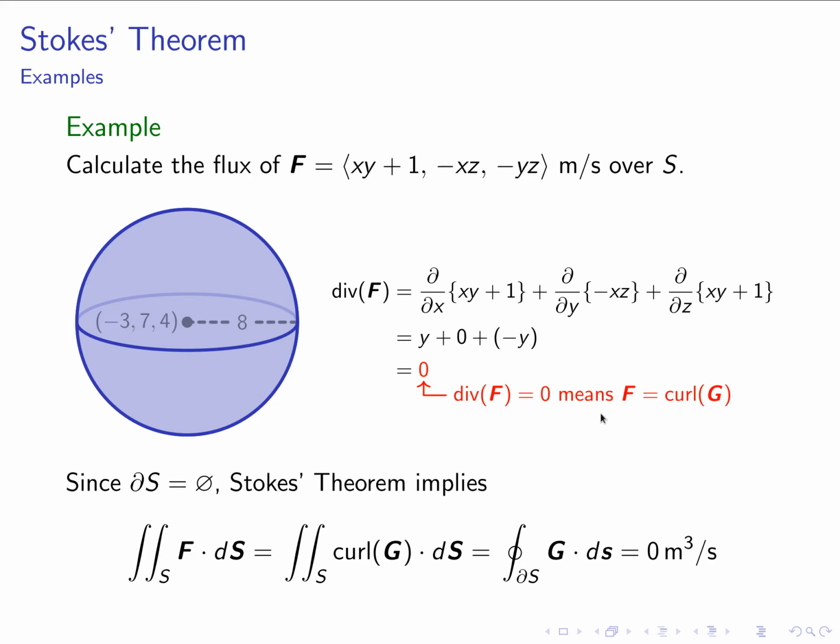So since we know this vector field has divergence 0, we know that it is equal to the curl of another vector field. So the flux in this problem of F is the same thing as the surface integral of the curl of G, because F equals the curl of G. And then Stokes' theorem says that the surface integral of the curl of G is the same thing as the line integral over the boundary of S of G. And since there is no boundary here, that must equal 0.